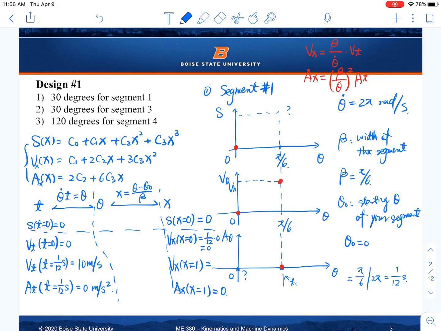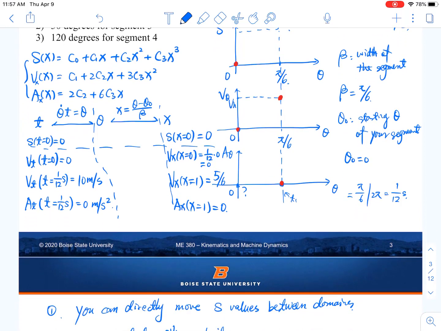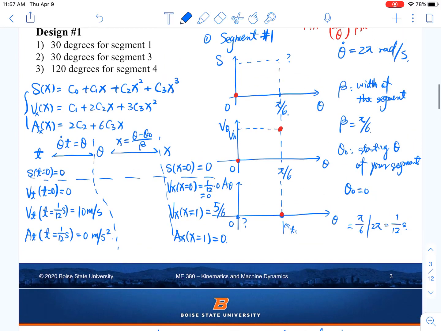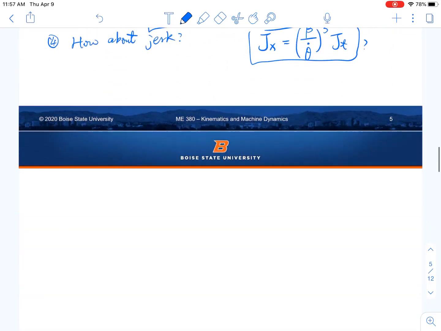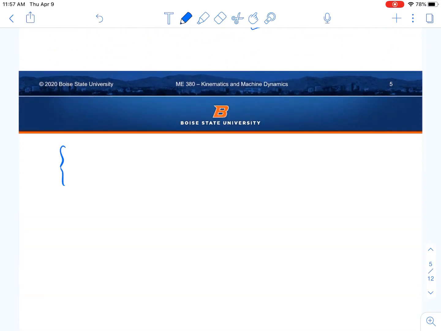And then by definition, you're going to have 10 over 12, that's 5/6 if you want to give it. So that's 5/6. All right, so 1, 2, 3, 4 equations. You can plug this back into the cubic polynomial, and then you can solve for C0, C1, C2, and C3.